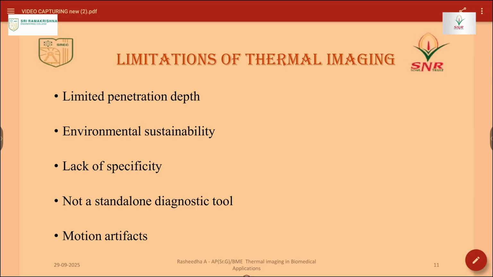So it depends on the environment, and there is a lack of specificity. It doesn't specify the cells or the area where there is certainly inflammation, because when the environment or the situation changes, the temperature also varies in spite of inflammation. Even if there is no inflammation, it will show a temperature change. So lack of specificity is also there. It is not a standalone diagnostic tool, since it needs good algorithms to get specified outputs with proper precision levels.